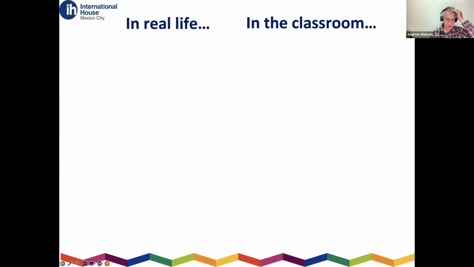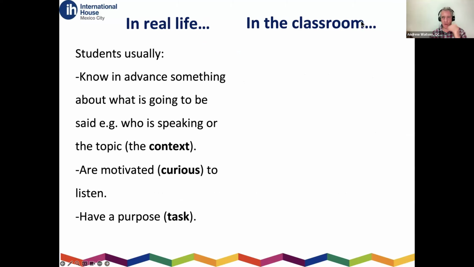Now, there's a difference between listening in real life and listening in the classroom, isn't there? So, in real life, students usually know in advance what is going to be said, like who is speaking or the topic, because they have this context. They're often motivated to listen and they often have a purpose to do so.